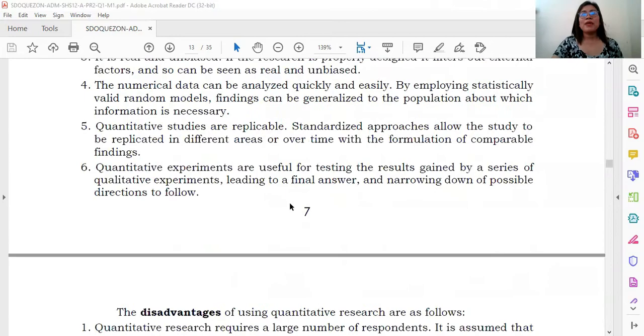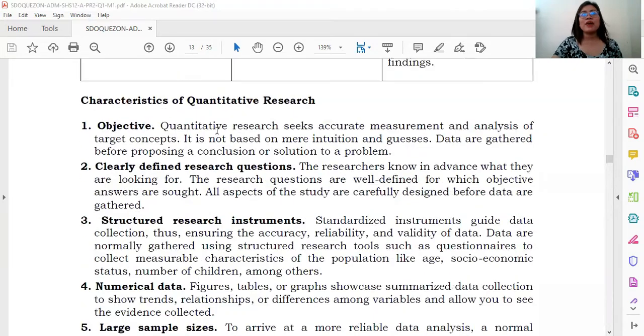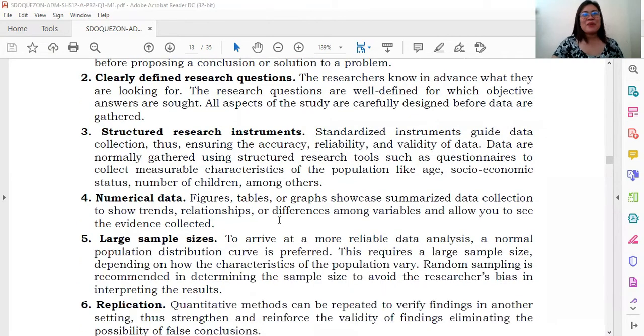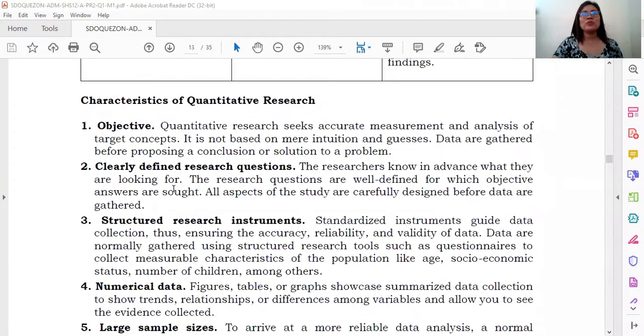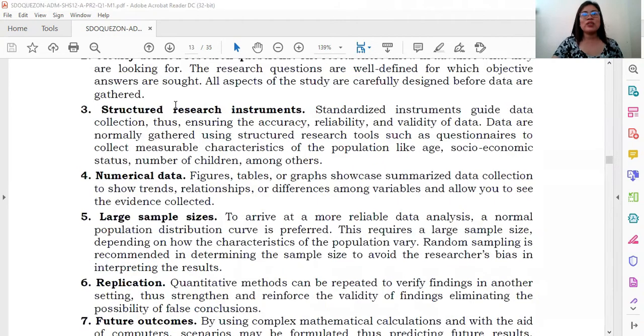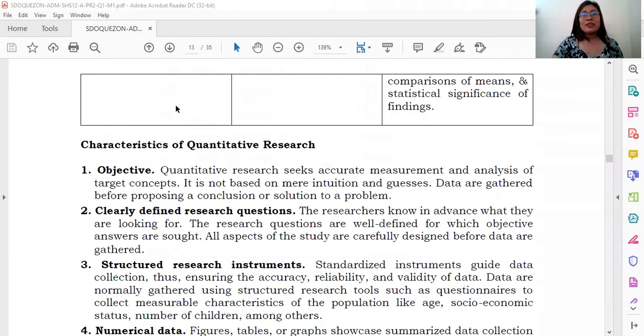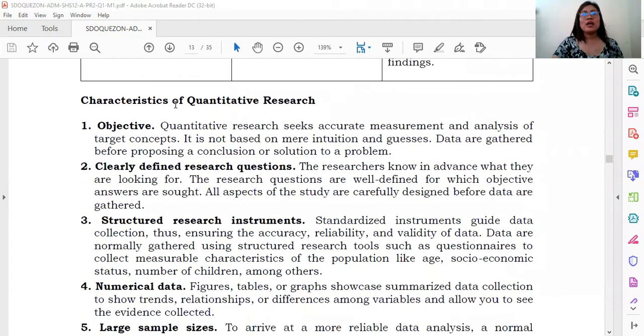What Is It will give you more understanding about what quantitative and qualitative research are. For page 7, you will see here the characteristics of quantitative research. Objective. It is clearly defined. It has clearly defined research questions. It is structured research. It has structured research instruments. It uses numerical data. On page 7 of your module, you will see the characteristics of quantitative research, and to give you an overview, the characteristics are the following. It is objective.